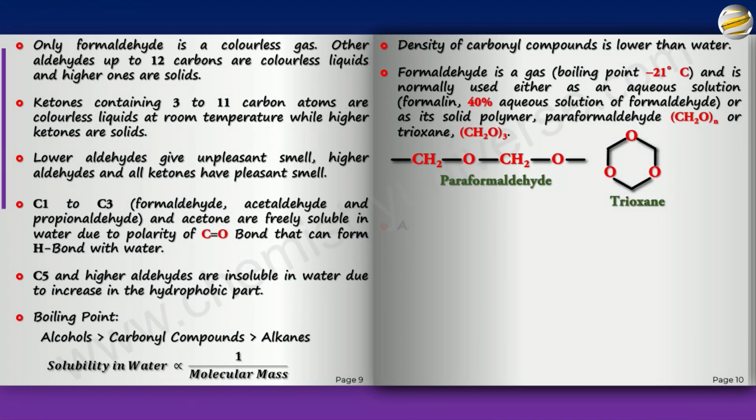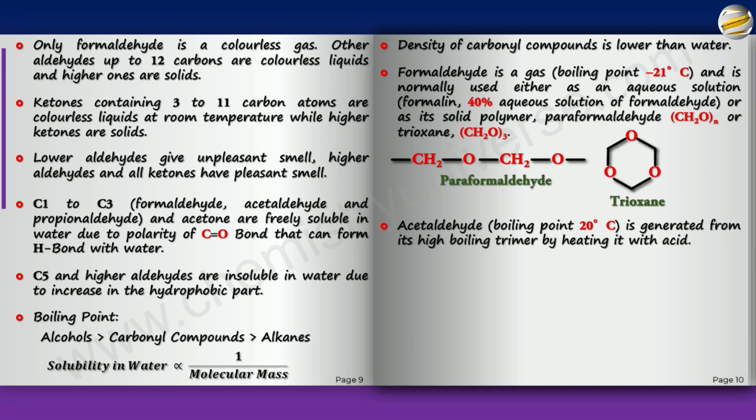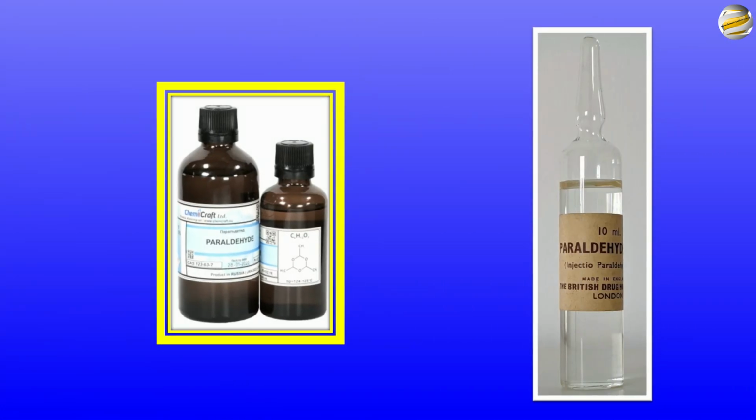Now, acetaldehyde, which has a boiling point of 20 degrees Celsius, is generated from its higher boiling trimer by heating it with acid. And the trimer of acetaldehyde is similar to trioxane. It's called paraldehyde. And this, on heating with H+, will give you acetaldehyde. And paraldehyde looks something like this. It's a liquid. And we use paraldehyde injections also, as you can see on the right.